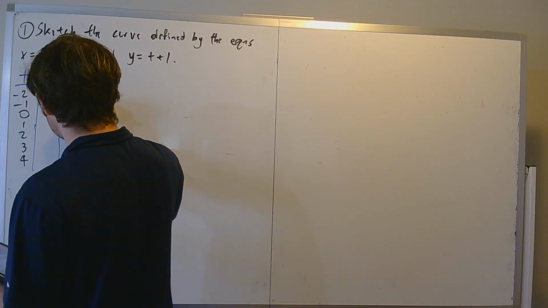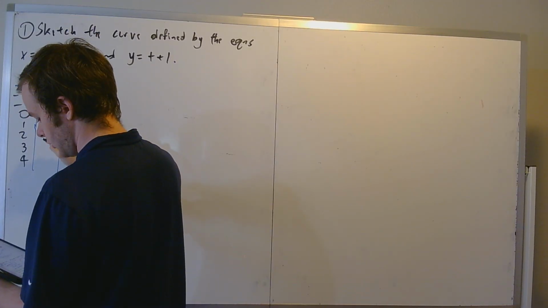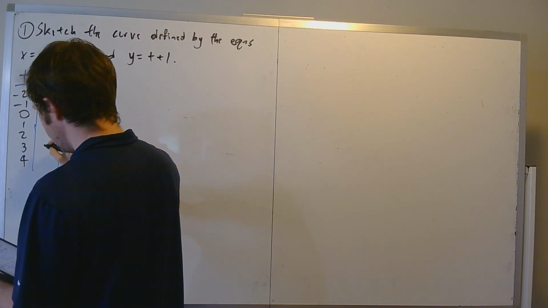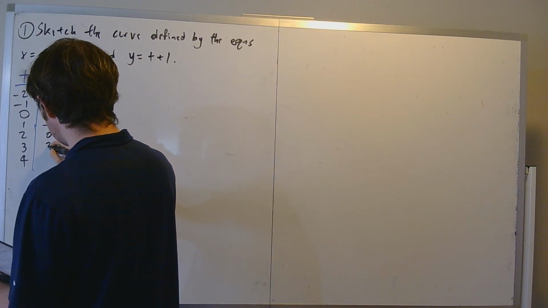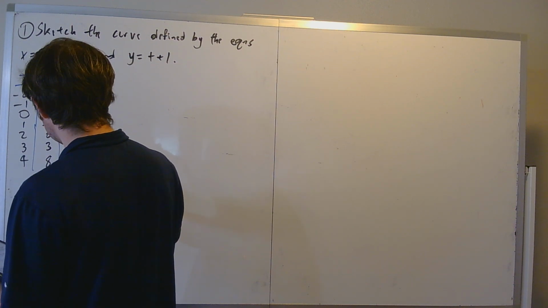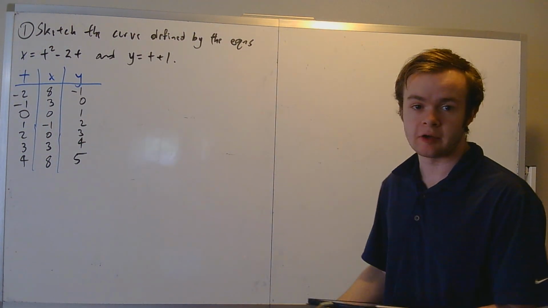So this is 3 and 0, then 0 and 1. So I encourage you to check these. But -1 and 2, 0 and 3, 3 and 4, and then 8 and 5. Okay, so now we have points, right?